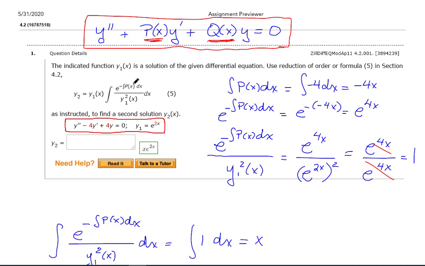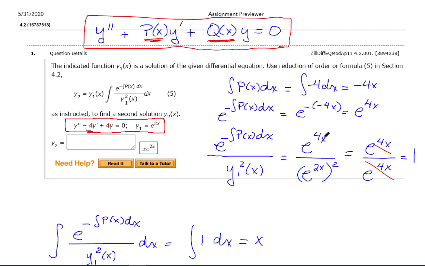So first off, I need p of x. Well, p of x is in front of y prime here. So that's minus 4. Integral of minus 4 is minus 4x. e to the minus that integral. Now the only danger there is don't mess up the double minus. So I get e to the 4x.